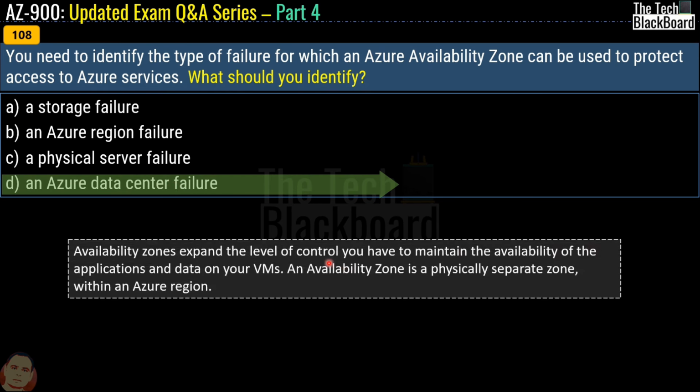A little bit more on availability zone. So availability zones expand the level of control you have to maintain the availability of the applications and the data on your virtual machines. An availability zone is a physically separate zone within an Azure region.